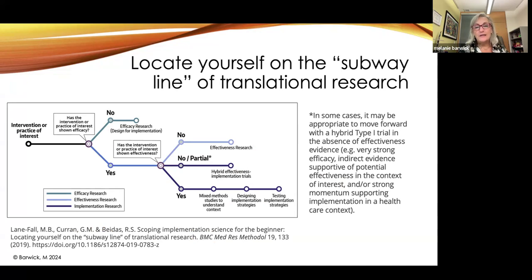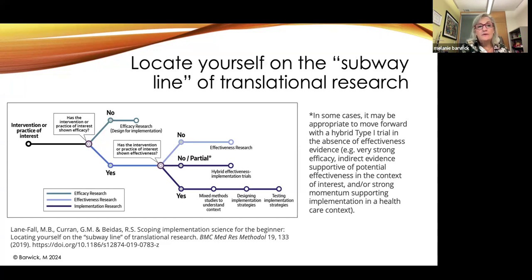So as you develop your intervention and start to think about how you are going to implement it, and developing an implementation effectiveness type of study, you want to locate yourself on what they call the subway line of translational research. This comes from Megan Lane Fall and Jeff Curran and Renad Betas, all in the United States, where much of the implementation science occurs.